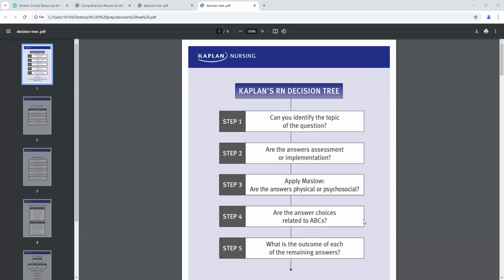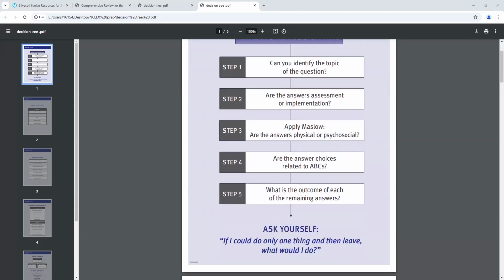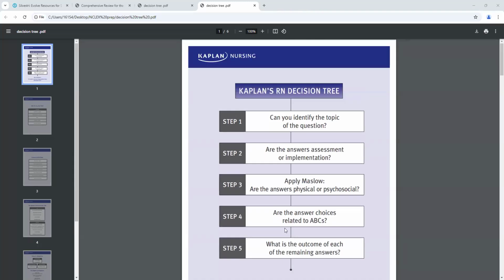Hopefully by this point, we're down to just two answer choices, right? Because that helps tremendously. And then, when all else fails, if we could only do one thing and leave, what would I do? Okay. So that's the tree.